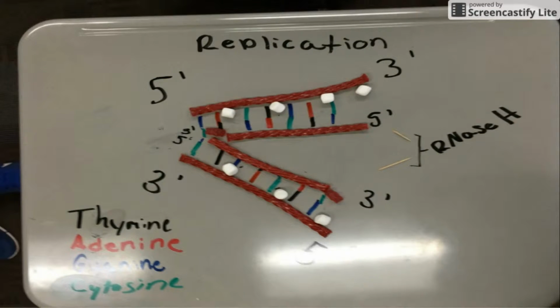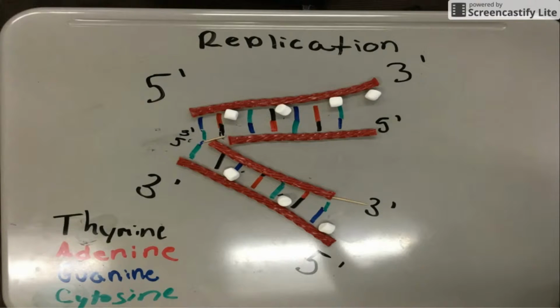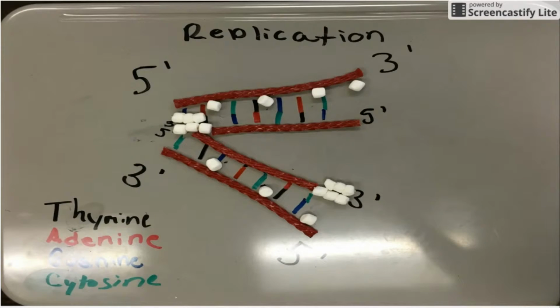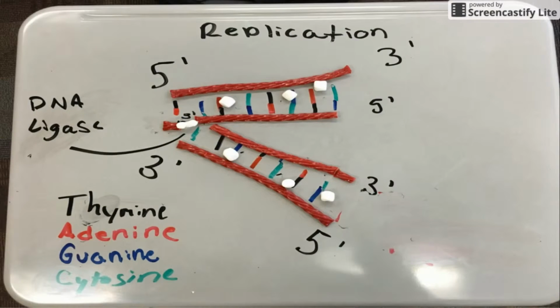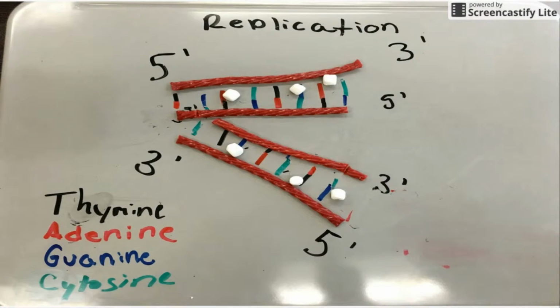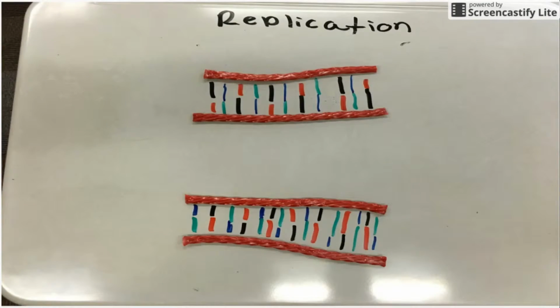connected. After polymerase finishes synthesizing the strands, RNase H comes in and removes the primer. Polymerase comes back in and fills in the gaps that were left by the primer. Lastly, DNA ligase connects the Okazaki fragments. So there are two new strands of DNA.